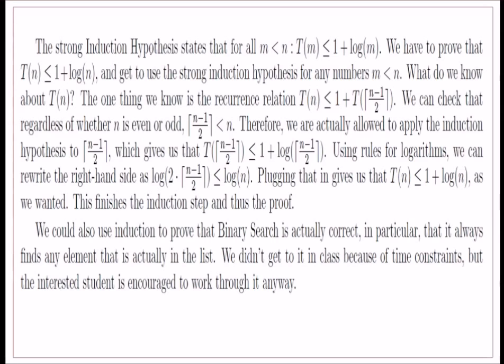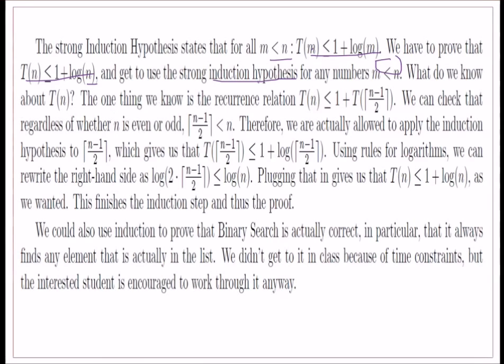How? The strong induction hypothesis will state that for all m which is less than n, we have T(m) is less than or equal to 1 plus log m. We have just taken this m. In induction books we have seen this, we take k and prove it for k plus 1. So what do we have to prove? We have to prove T(n) is less than or equal to 1 plus log n, assuming it for all m less than n. We are not doing this k and k plus 1 stuff. We are saying we have m and n, and we use the strong induction hypothesis for any number m less than n.